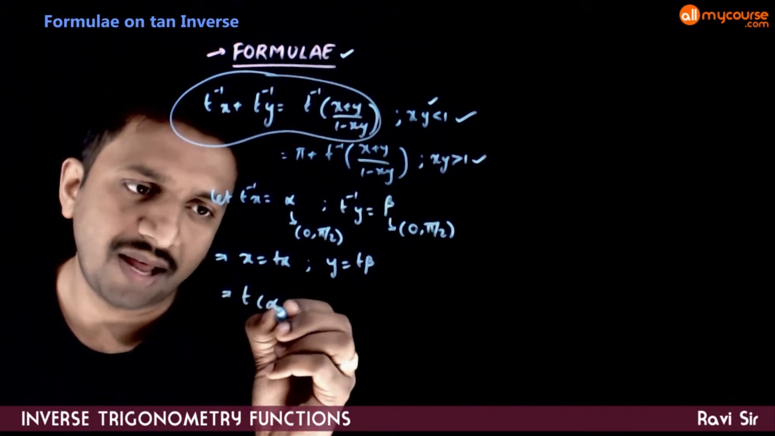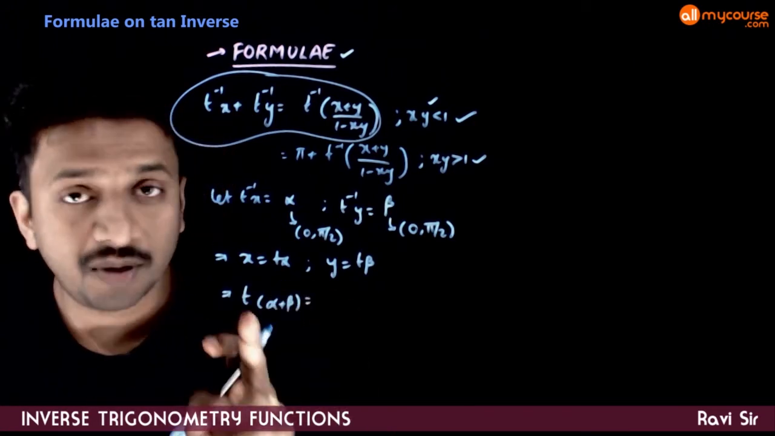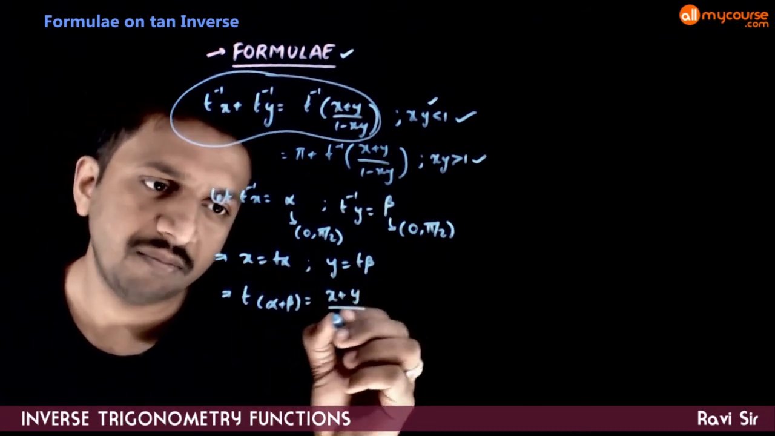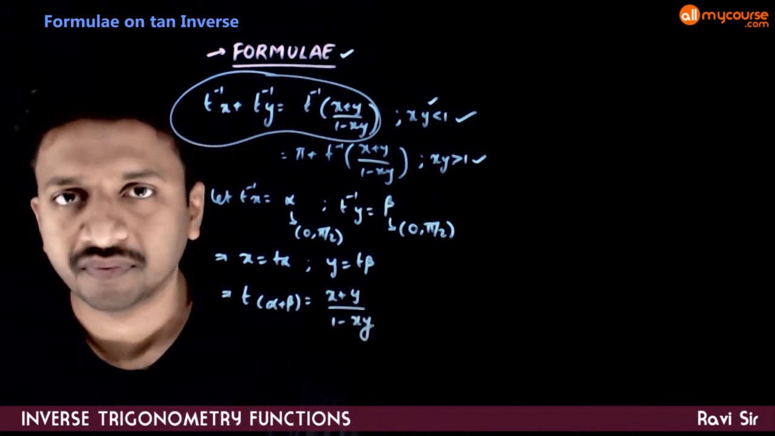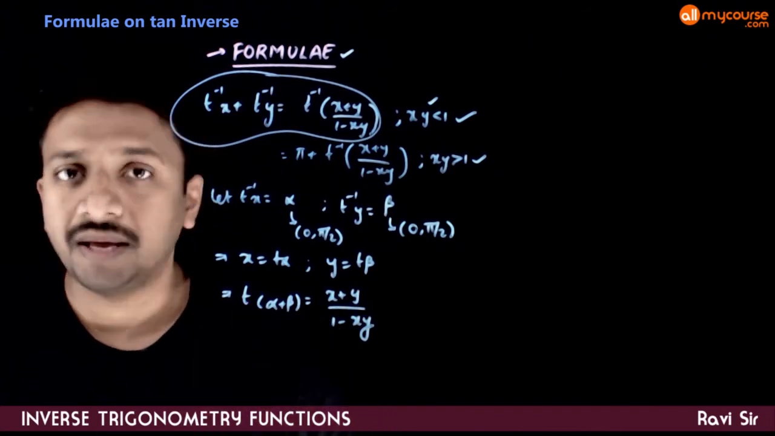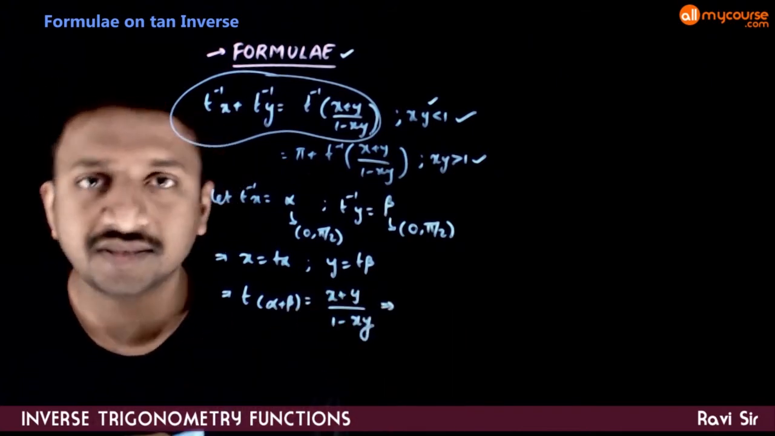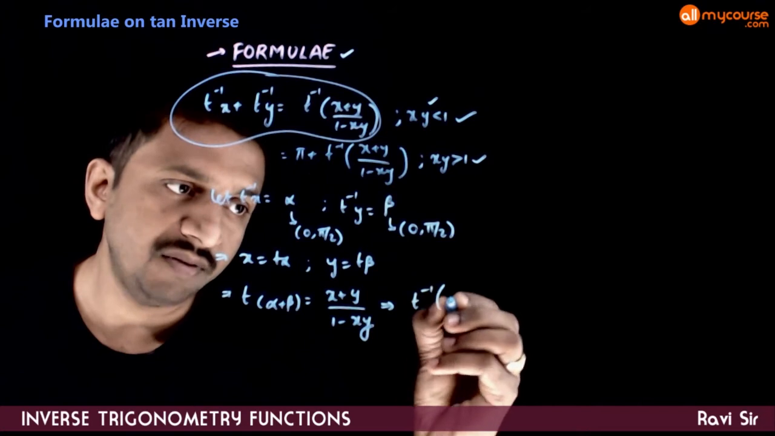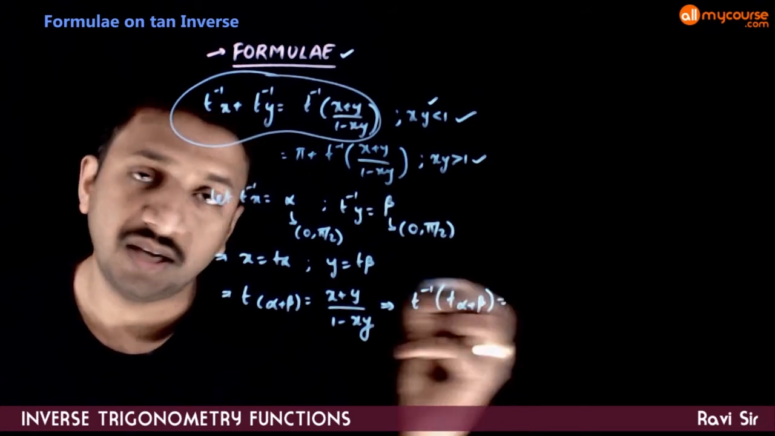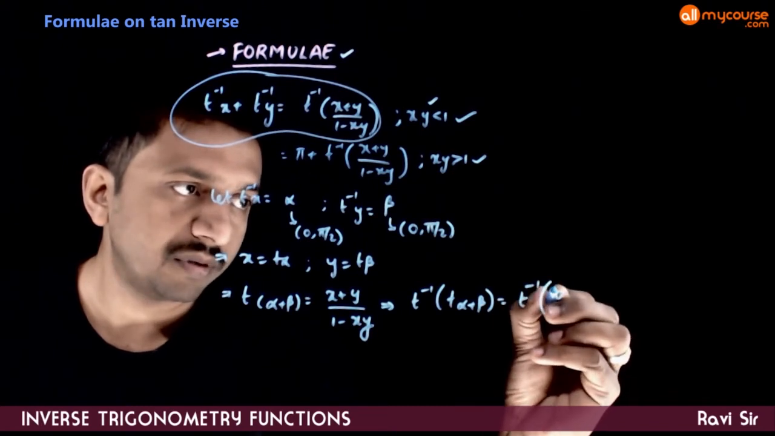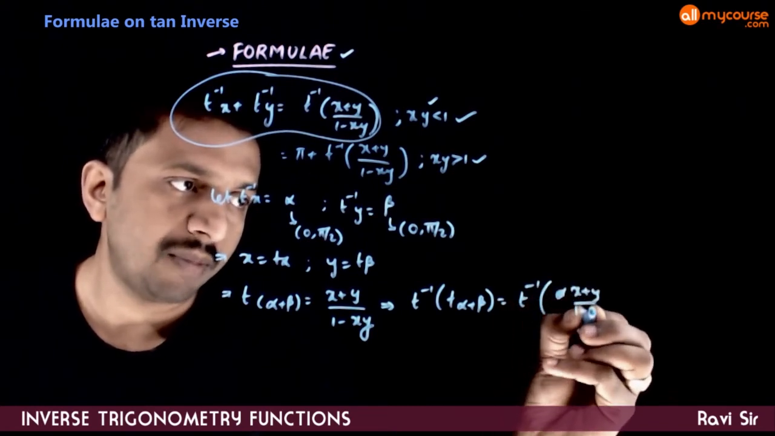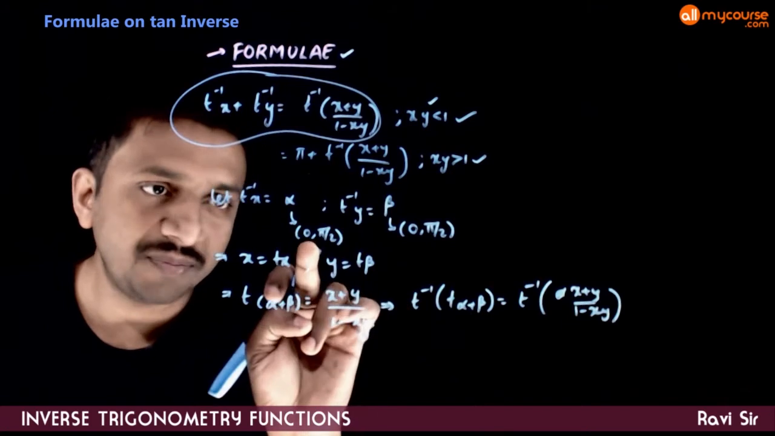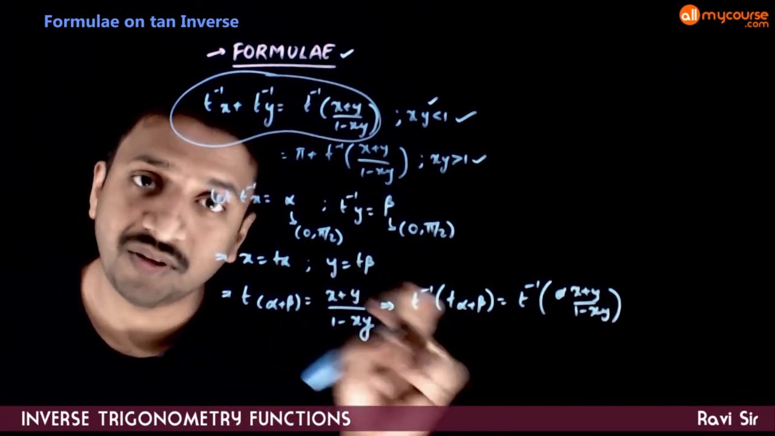Now, what is tan of (alpha plus beta)? The formula for tan of (alpha plus beta) is (tan alpha plus tan beta) by (1 minus tan alpha tan beta), that is (x plus y) by (1 minus xy). So tan(alpha plus beta) is (x plus y) by (1 minus xy). So this implies, now if I apply tan inverse on both sides, tan inverse of tan(alpha plus beta) is equal to tan inverse of (x plus y) by (1 minus xy). Now tan inverse of tan. Alpha is in between 0 and pi by 2. Beta is also in between 0 and pi by 2.